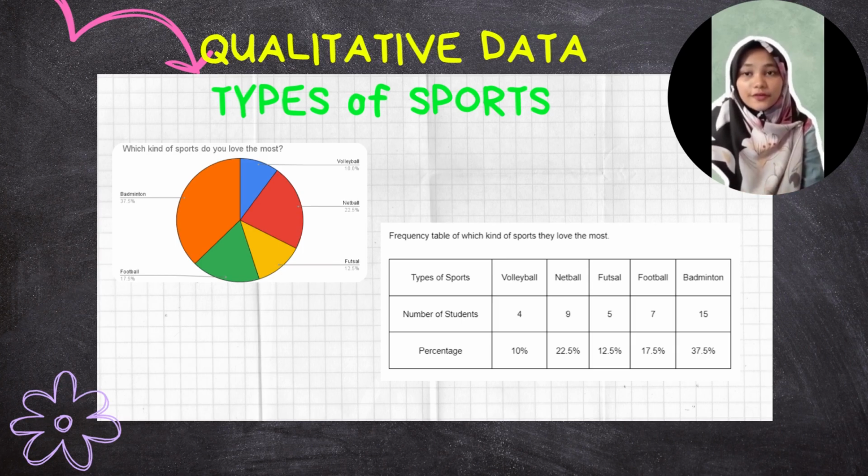You can also see that the frequency table here shows the number of students that choose the sport. Like for volleyball, there are 4 students, netball, there are 9 students, futsal, there are 5 students, football, there are 7 students, and lastly, badminton, there are 15 students.